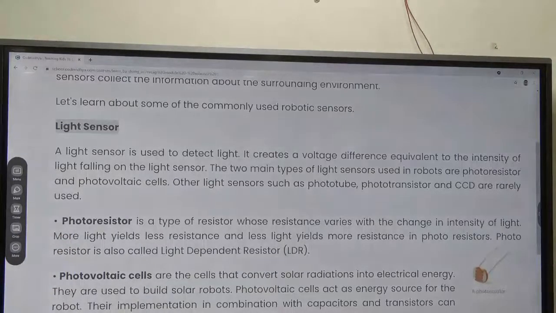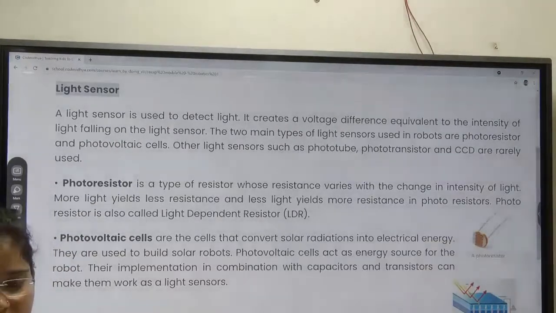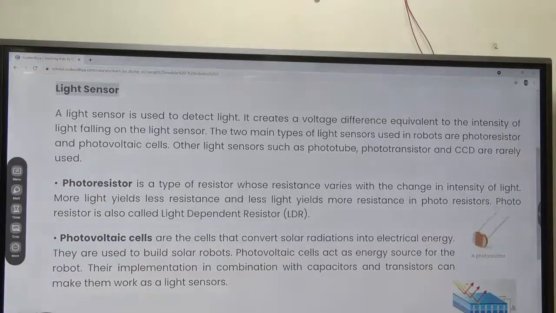Okay, so the light sensor, as you can see, is used to detect light and it creates the voltage difference equivalent to the intensity of light falling on the light sensor. So we have two main types for light sensors in robots. The first one is the photoresistor and the next one is photovoltaic cells. Okay, now we will read about photoresistors and photovoltaic cells. Next.